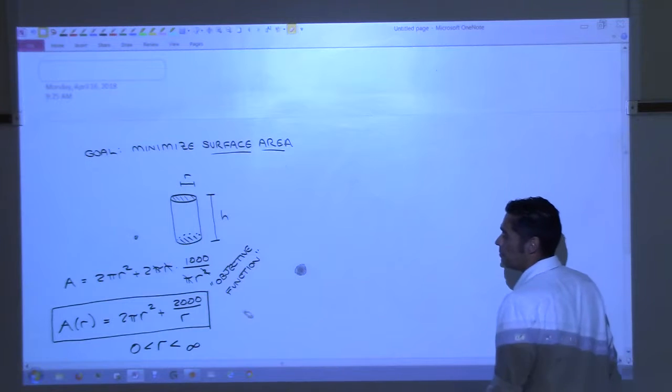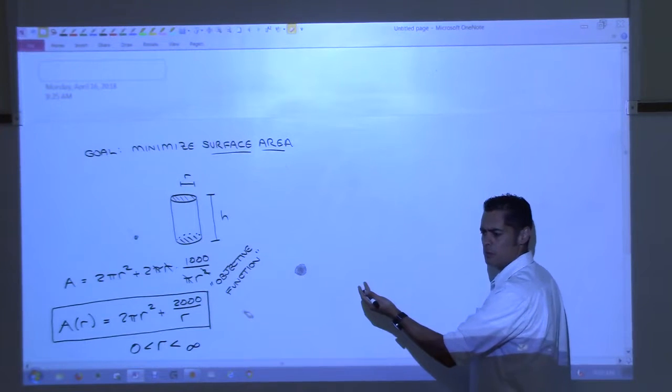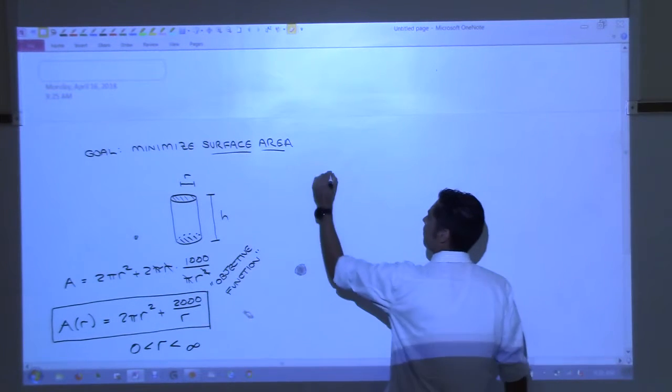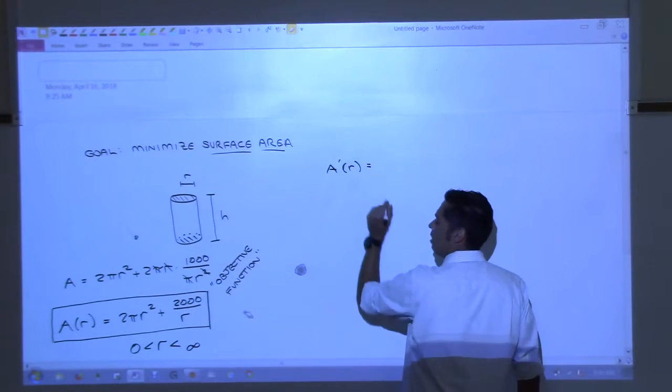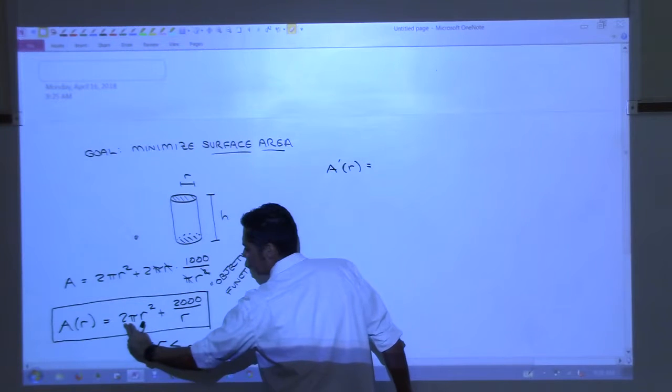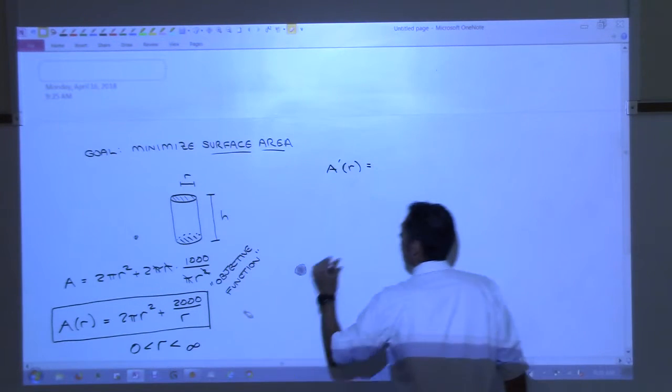All right, here we go. What am I going to do? Take the derivative, right? Okay, so let's take the derivative. A prime of r. Let's see, this should be pretty clean. I got 2 pi is a constant, 2 comes out. So 4 pi r.